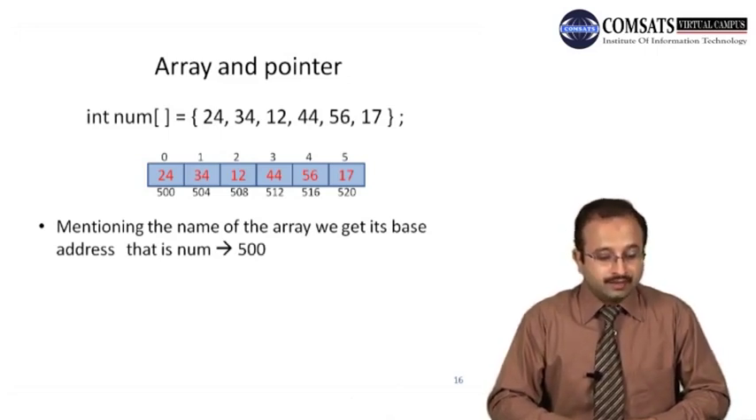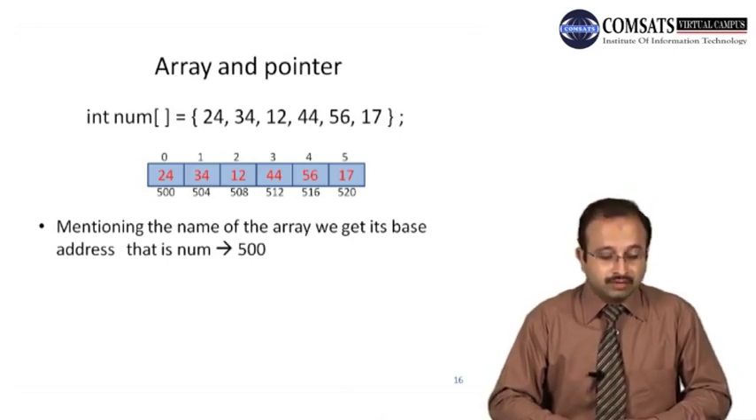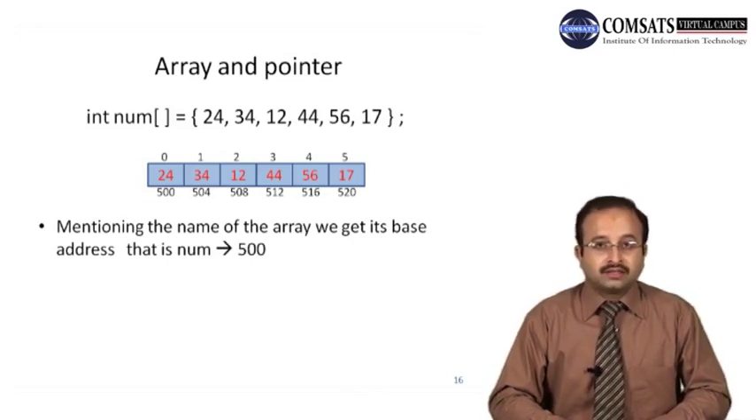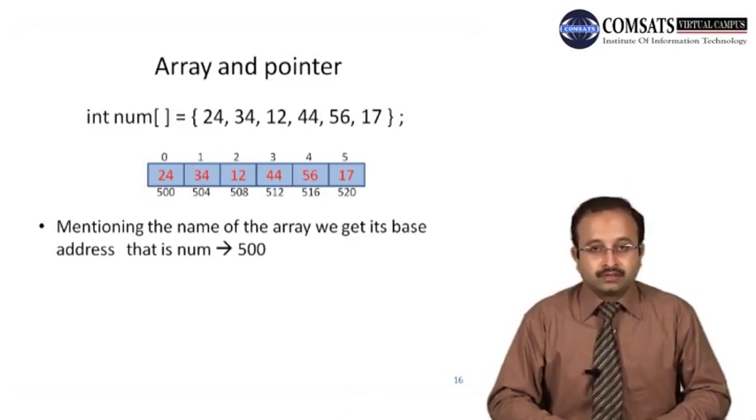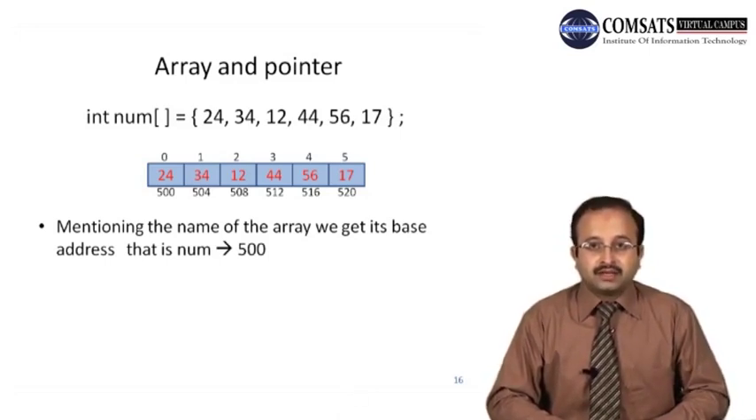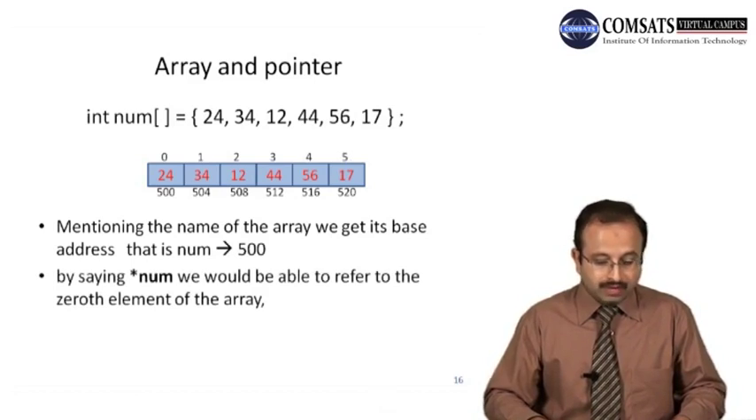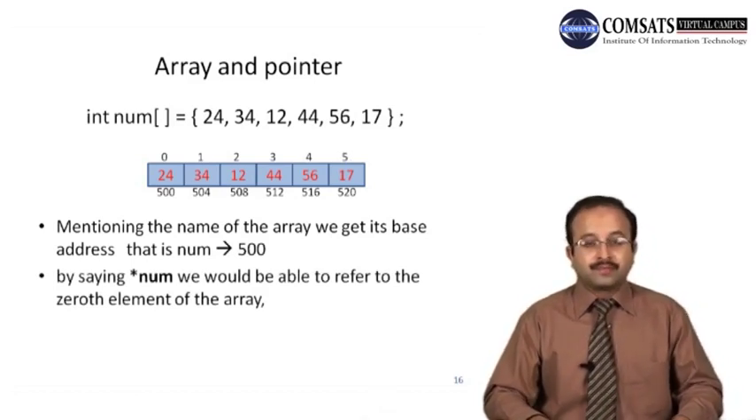So we can say &num[0]. That address is the base address of the array num, and that can also be referred to as num. So num is actually equal to &num[0]. Let me repeat it. num is actually equal to &num[0]. So the base address, we can write it as &num[0], or we can write it just as num. So that is the base address. By saying *num, we would be able to refer to the 0th element of the array.